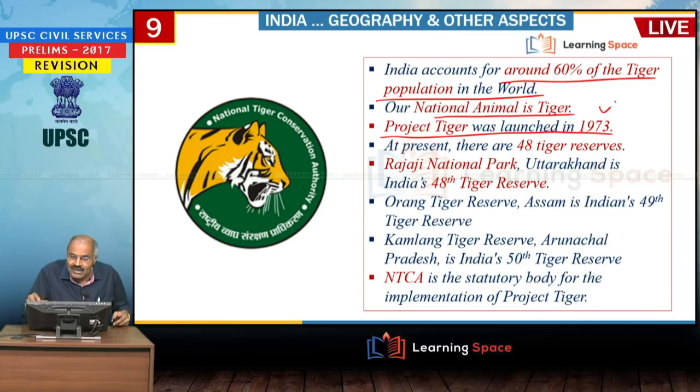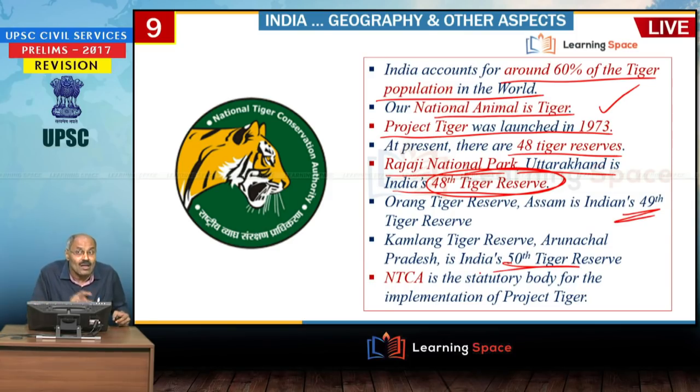Project Tiger was launched in 1973. At present, there are 48 tiger reserves. Rajaji National Park, Uttarakhand, is India's 48th tiger reserve, but please remember, recently the 49th and 50th were also announced.